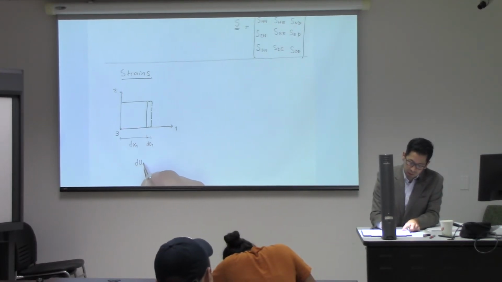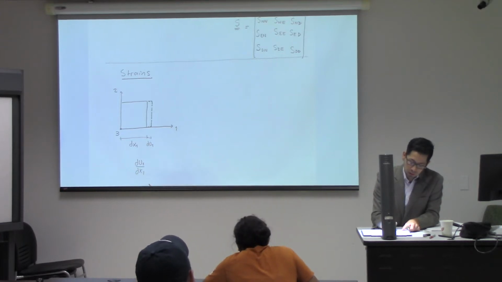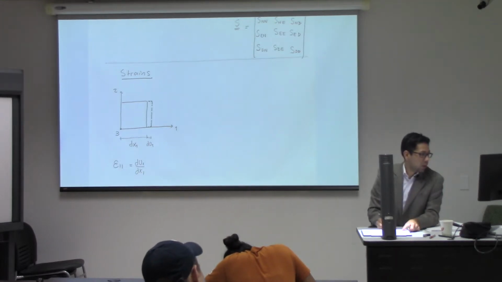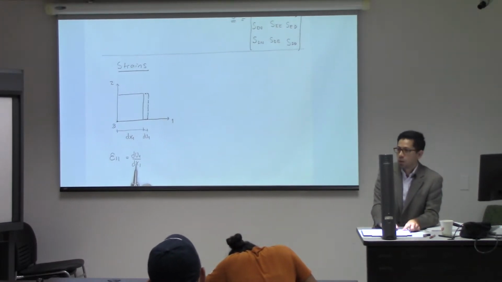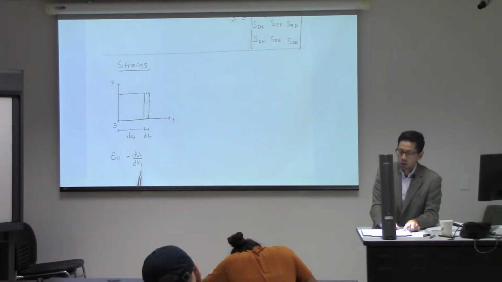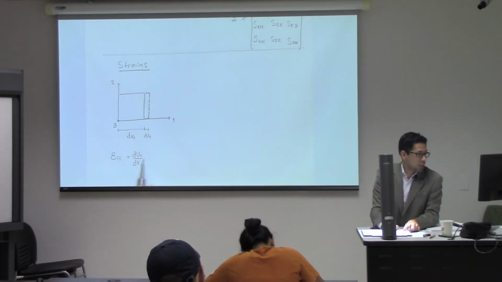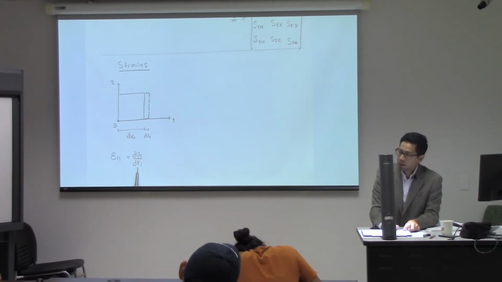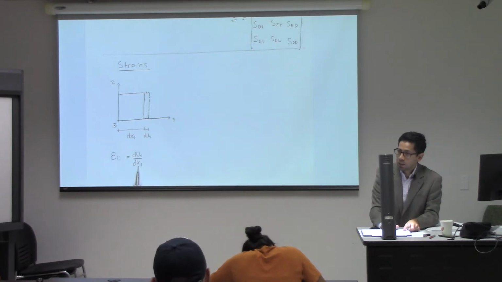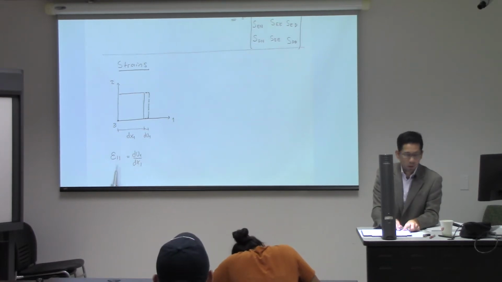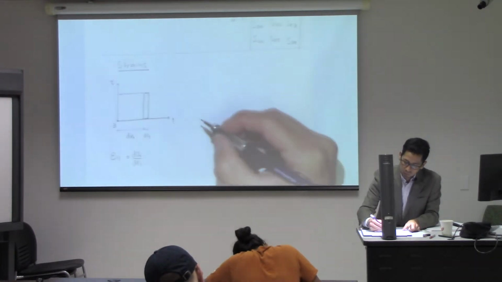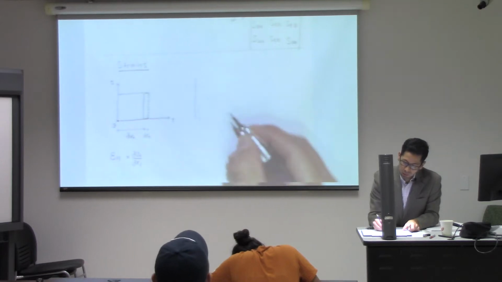The change of length divided by the original length is what we call a linear strain, and we're going to call it epsilon 1,1. Why? Because it is the change of length in direction 1 divided by the original length in direction 1. That's why it's called epsilon 1,1.